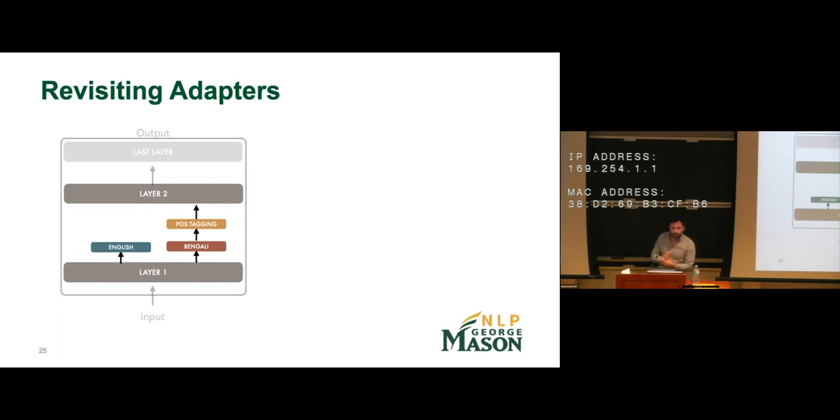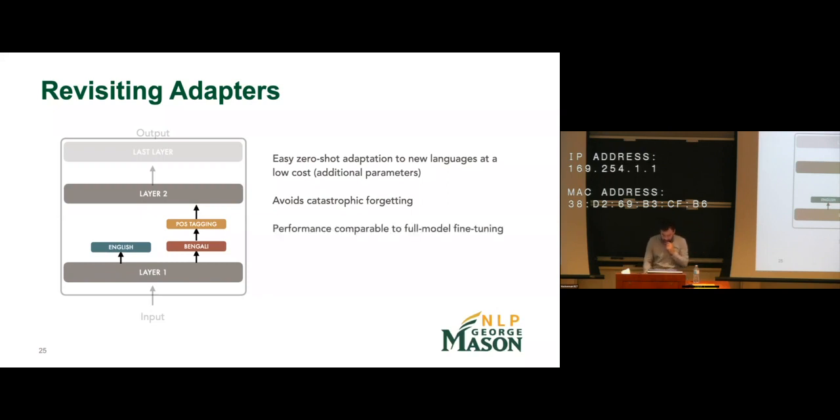It works decently well, almost as good as fine-tuning the whole model, okay? So we can do zero-shot adaptation to new languages at a low cost. The low cost are these additional parameters that you need to train. It avoids the catastrophic forgetting, so you can still use the model for all the other languages. And you get performance comparable to full model fine-tuning, okay?